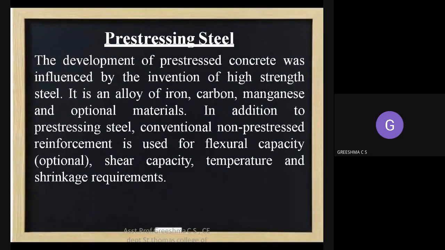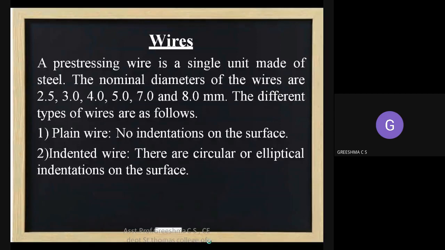Anyway, you will be using high strength steel. Normal mild steel cannot be used. Only high strength steel can be used, which is an alloy of iron, carbon, and manganese. Now you can use wires. There are three units. The first one is, I think the time is already up.